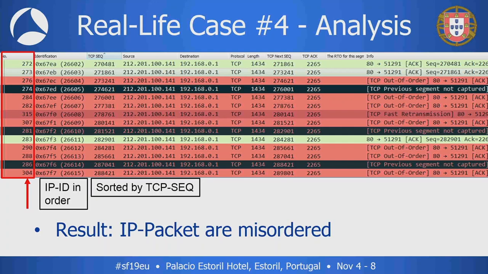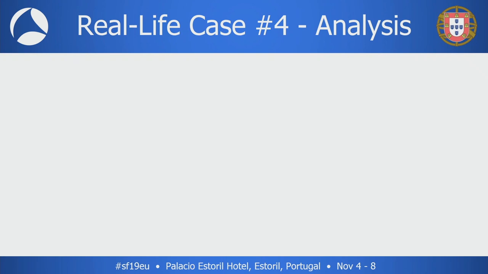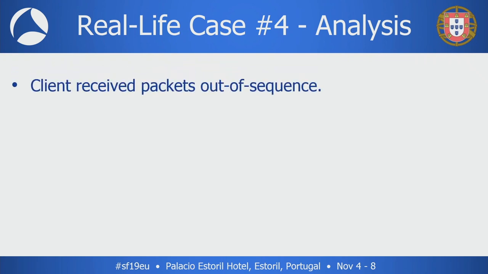Firewall, yeah. A firewall with a so-called fast path, so sometimes smaller packets may overtake larger packets. It was a firewall service module, and the client received the packets out of sequence. Well, what happened?